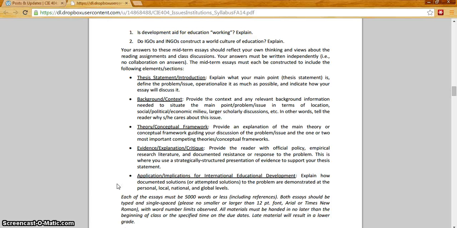Make sure that you're using references to the reading assignments and the class discussions. It's very important. This is how you demonstrate that you understand the theoretical, conceptual, and empirical literature that we've been talking about. All right, I'll come back in a second and talk about the text and the reading schedule.